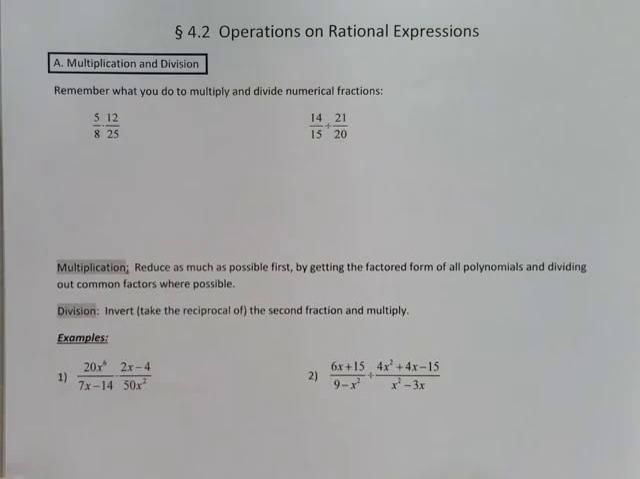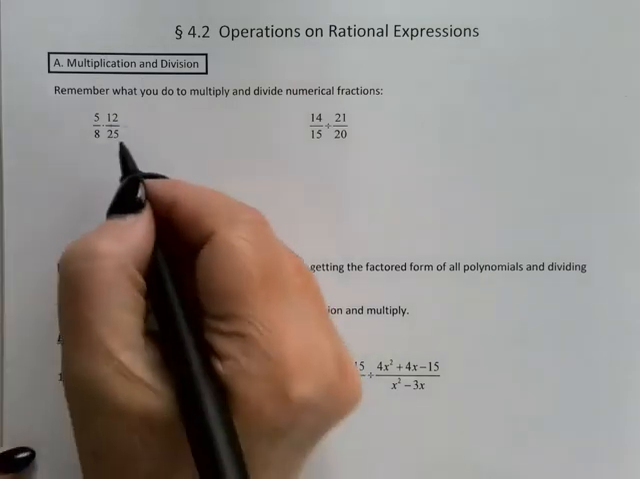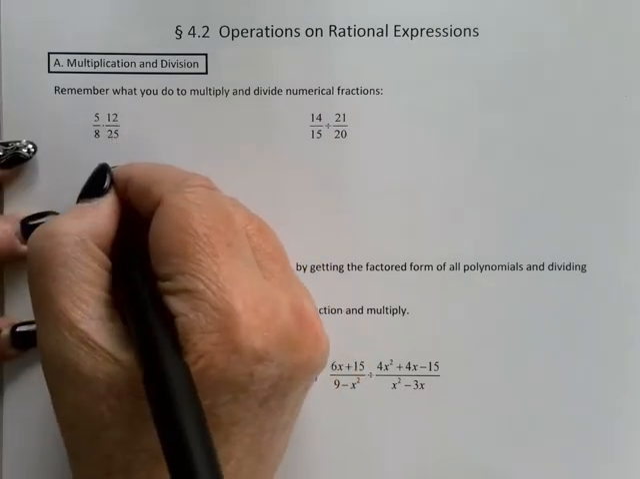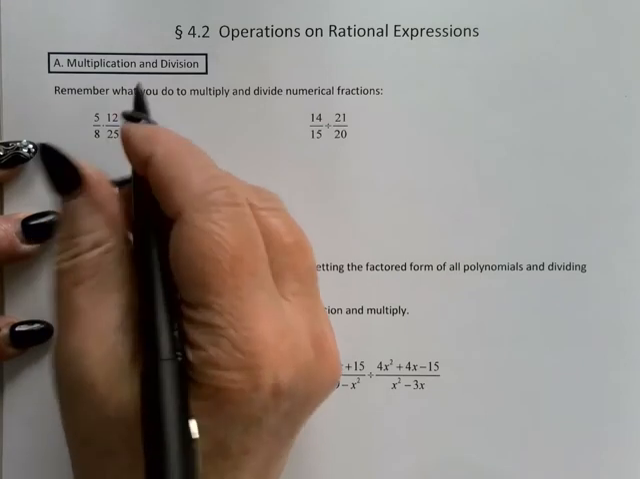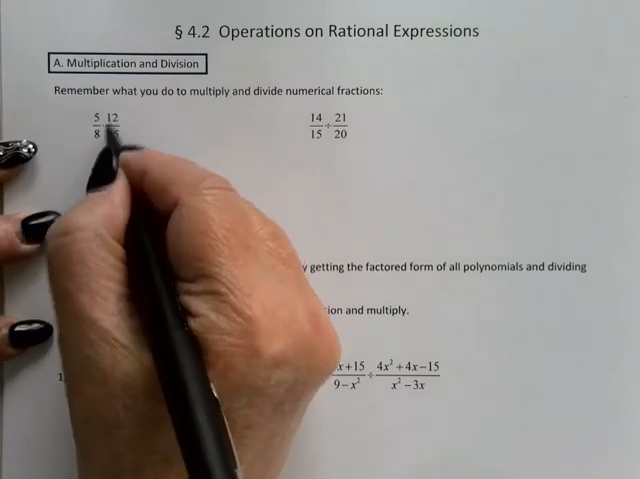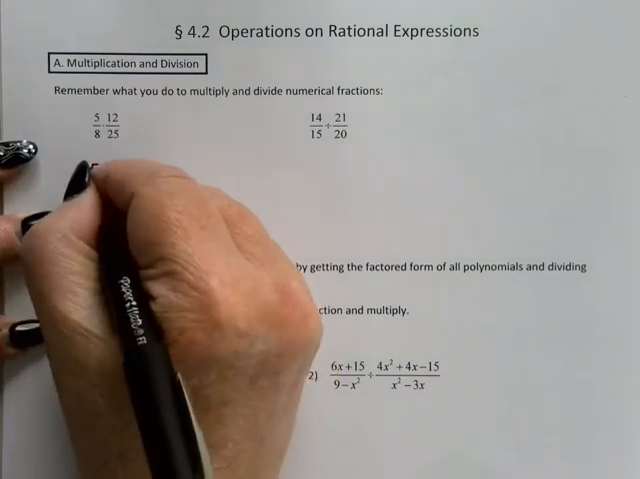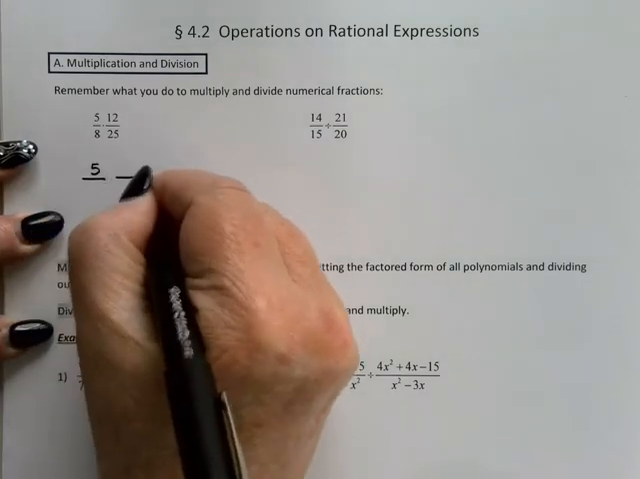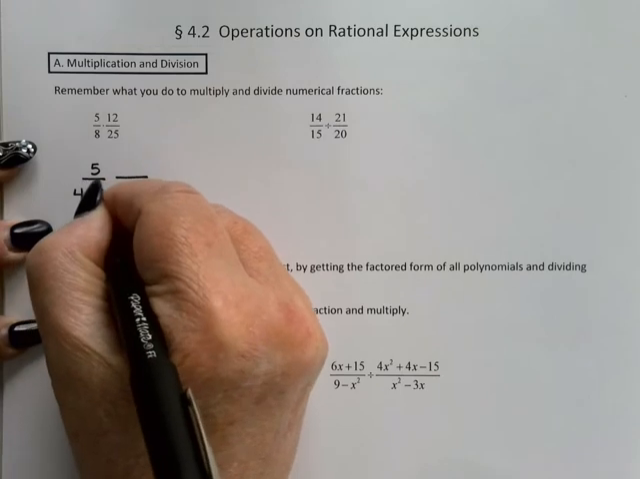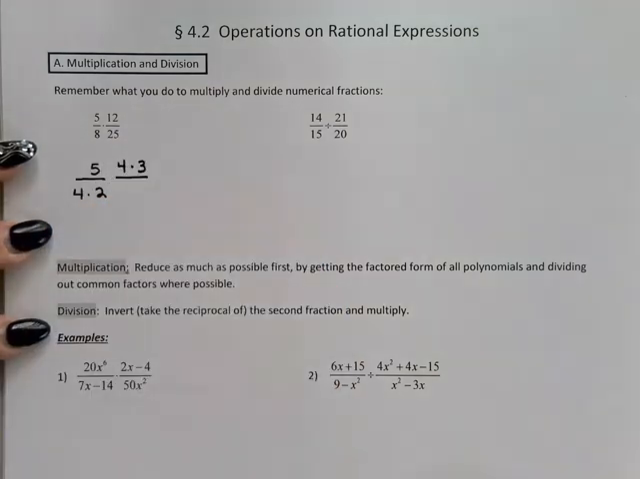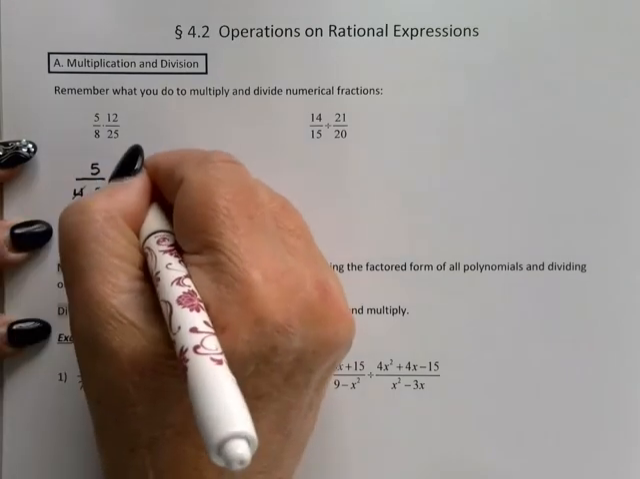Remember what you do when you multiply or divide numerical fractions. If I wanted to multiply these, I might start by looking to see where I have common factors. For example, I might notice that both the 8 and the 12 are divisible by 4. 8 is 4 times 2, and 12 is 4 times 3. And then we say 4 divided by 4 is 1.